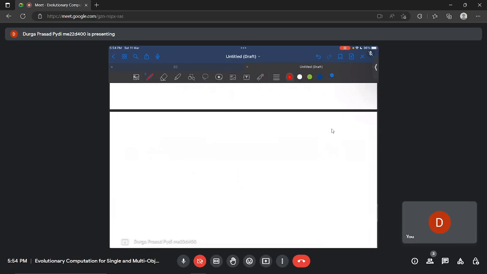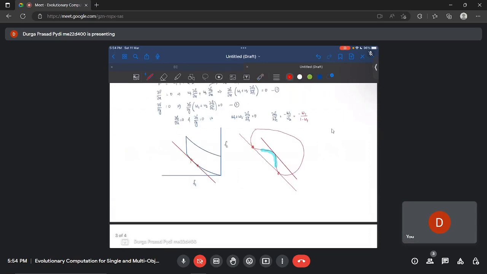It means this technique works only for convex type? Yes, it works only for the convex type Pareto fronts.